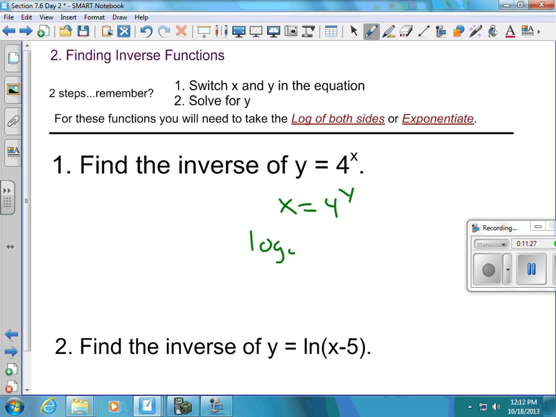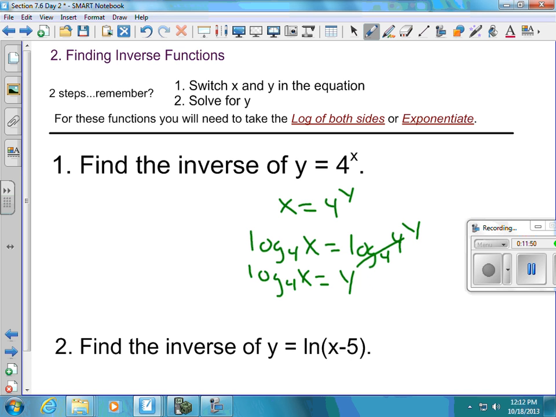Switch x and y. Now we will take the log base 4 on both sides because we want to solve this thing for y. So when I cancel this out, I get log base 4 of x equals y. And now I found the inverse of those functions.